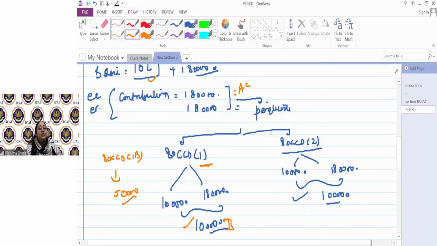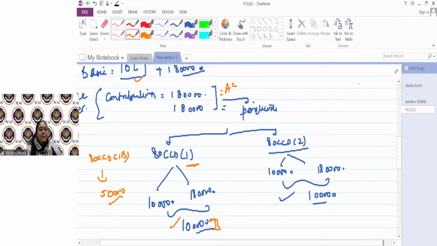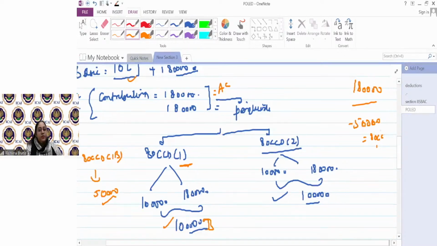The best way to do it is first use your 80CCD1B completely. Then whatever contribution is left, compare it with the salary and get the deduction. Ma'am, didn't understand? Simple. What was my actual contribution? 1,80,000. Okay? As an employee. 50,000 straight away I will claim under 80CCD1B.